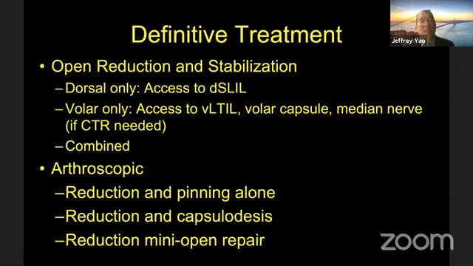Definitive treatment would then be either arthroscopic management or open reduction and stabilization. Open reduction and stabilization could be dorsal only, which allows access to the dorsal scapulolunate ligament, which we know is the most important and strongest part of the ligament. The volar only approach would give access to the volar LTIL, which is the strongest portion, and the volar capsule, and we can decompress the median nerve if needed, or a combined approach of both.